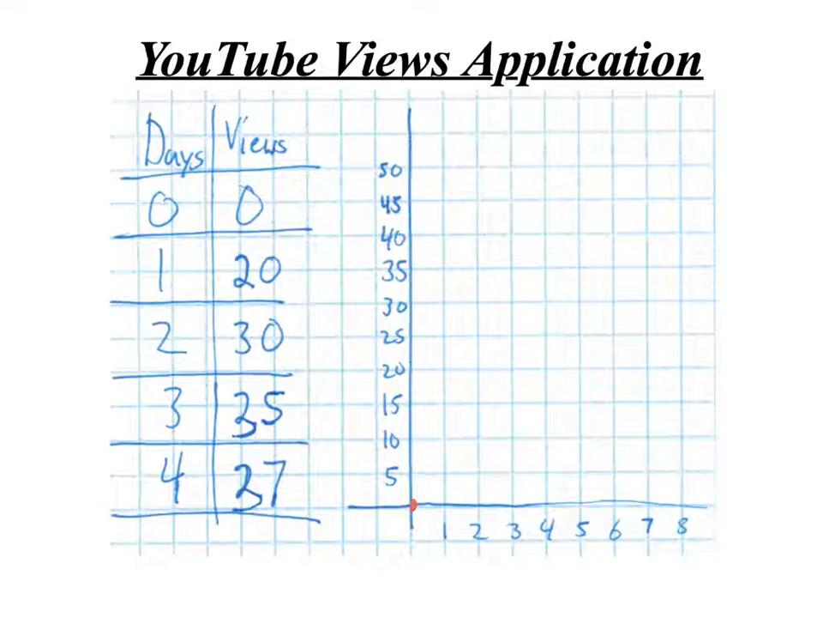The second one is 1, 20. At 2, it is 30. At 3, it is 35. At 4, it is 37. Do you guys notice a square root graph? Now, I have a square root graph there.